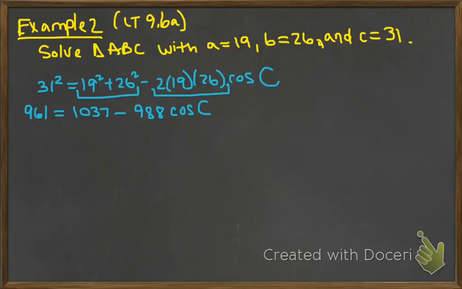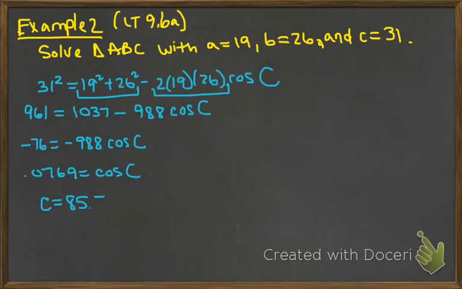So to do that, I need to get rid of the 1,037. So I subtract that over, giving me a negative 76 equals a negative, don't lose that negative sign, negative 988 cosine of C. So I divide over my negative 988, and I get 0.0769 equals the cosine of C. And now do the inverse cosine of 0.0769, and I get that C is equal to 85.59 degrees. And there's my first angle.